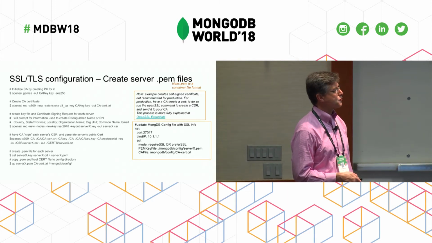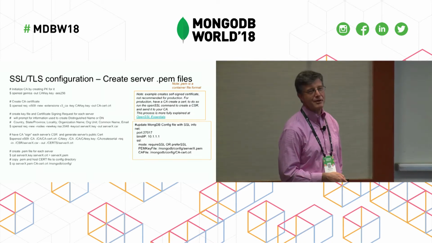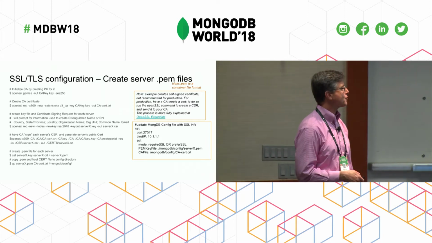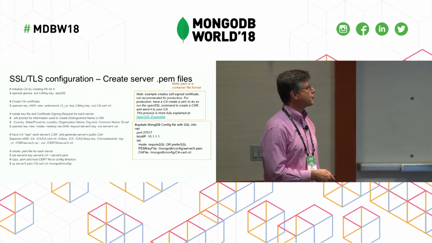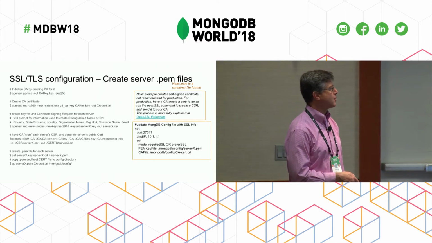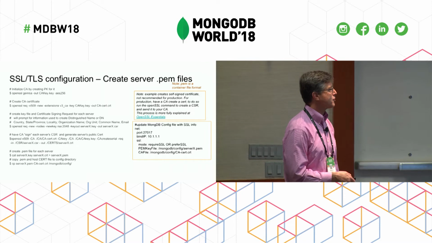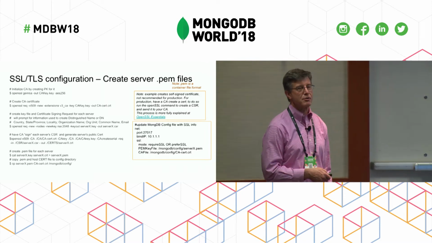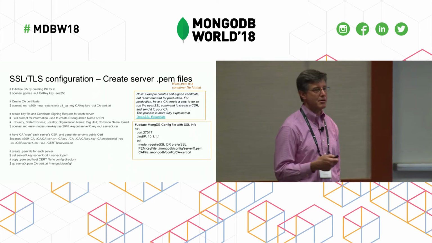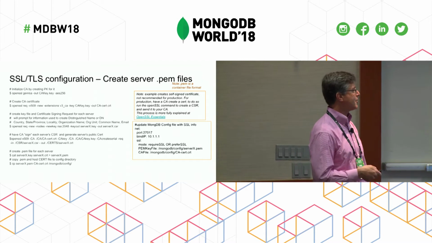I've got references sprinkled throughout, so if you download the slides, these things that look like links actually are links, and there's some references at the end. So then you make your signing request by using OpenSSL to pass the keys to the certificate authority with the certificate signing request, and get the certificate back. And at that point, you're ready to create your PEM files, which are the things that MongoDB will use at runtime in order to establish the TLS connection.